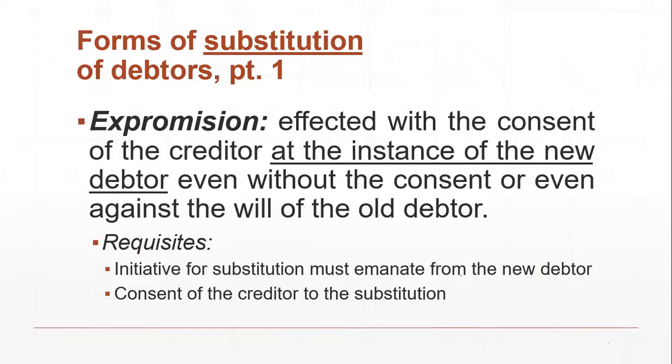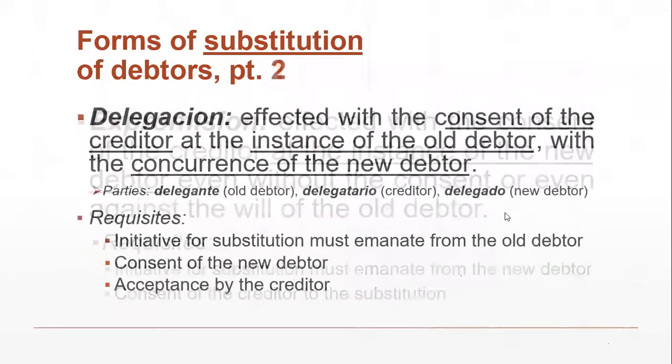Pag sinabi ni third person, ako na ang bagong debtor. If the creditor consents, then there is expromission. Whatever the opinion of the old debtor is, it doesn't matter. So what are the requisites of expromission? First, of course, the initiative for substitution, which must emanate from the new debtor. And secondly, the creditor must consent to the substitution.